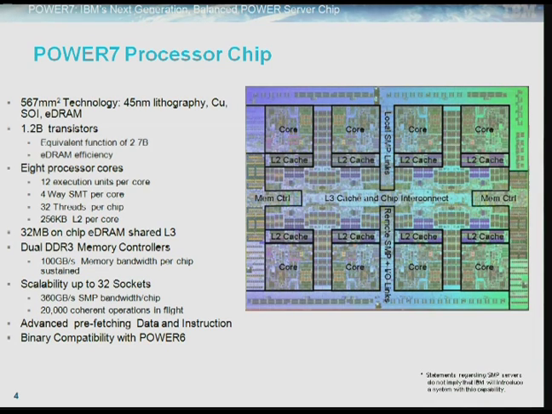The chip, as you can see, has 8 processor cores, each with 12 execution units, capable of running 4-way simultaneous multi-threading, providing 32 threads per chip.